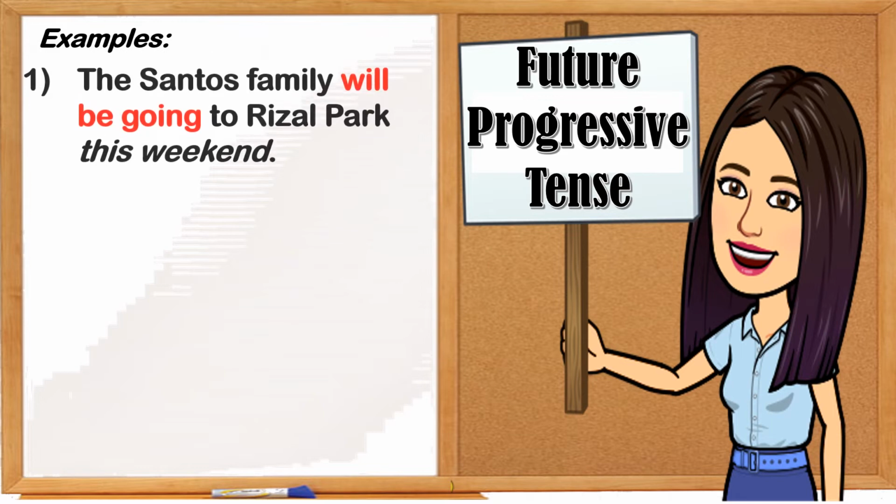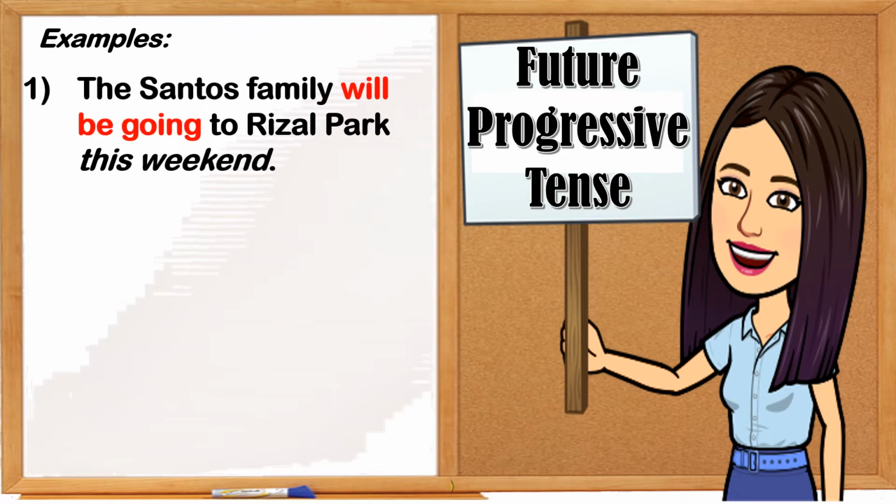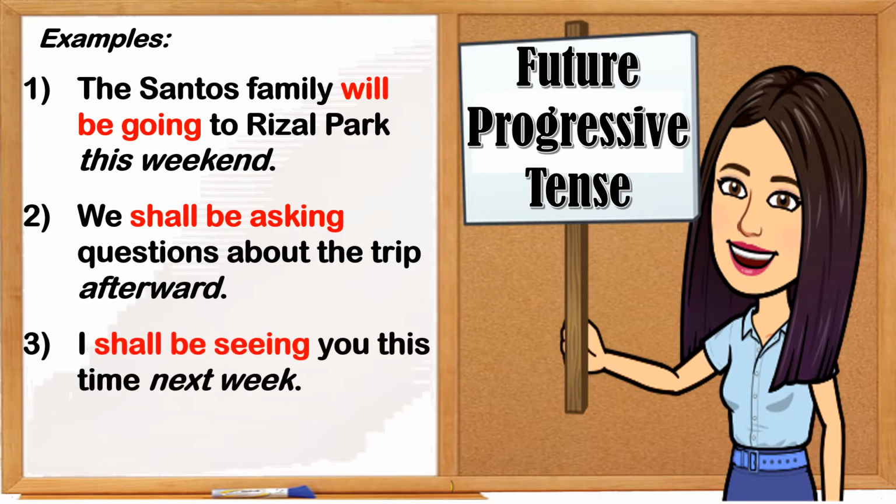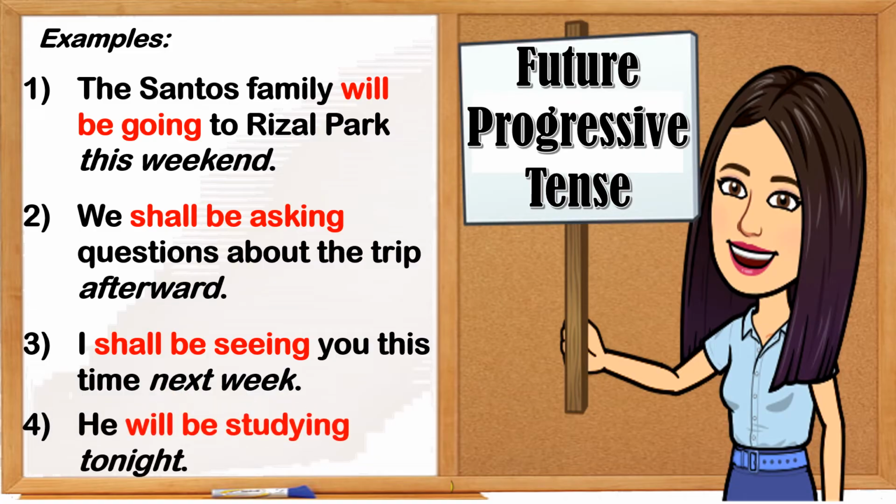Examples: The Santos family will be going to Rizal Park this weekend. We shall be asking questions about the trip afterward. I shall be seeing you this time next weekend. He will be studying tonight.